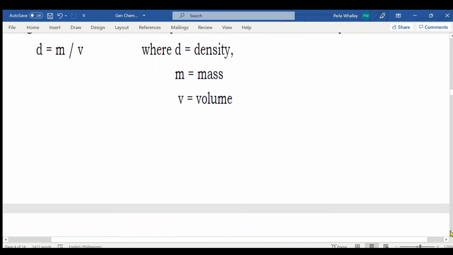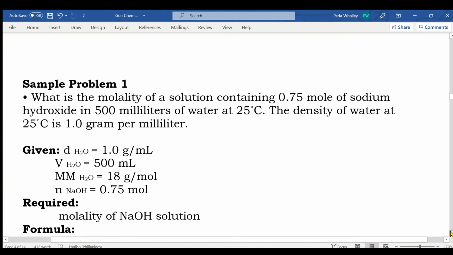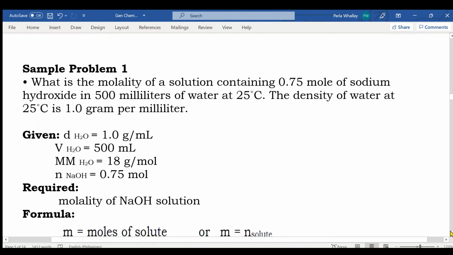Sample problem number 1. What is the molality of a solution containing 0.75 mole of sodium hydroxide and 500 milliliters of water at 25 degrees Celsius? The density of water at 25 degrees Celsius is 1.0 gram per milliliter.